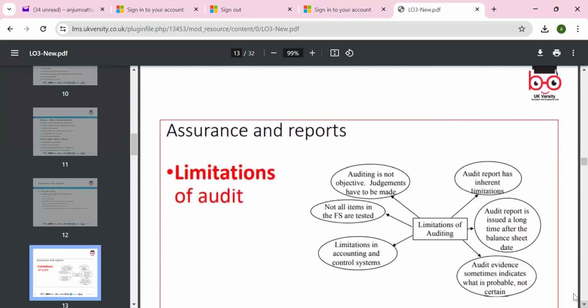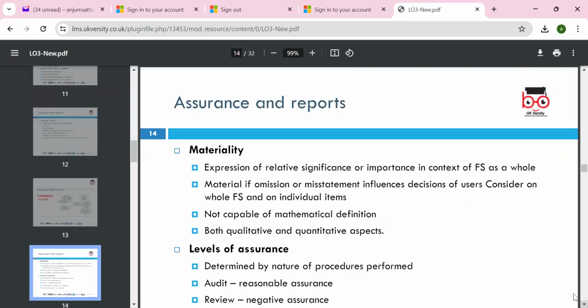Okay. Assurance and the reports, limitations of audit: auditing is not objective, judgment has to be made, and not all the items in the financial statements are tested. There are limitations in the accounting control system, and audit reports are inherently limited. The audit report is issued a long time after the balance sheet date. We can look at audit evidence, something that indicates whether there is a profit or a loss.